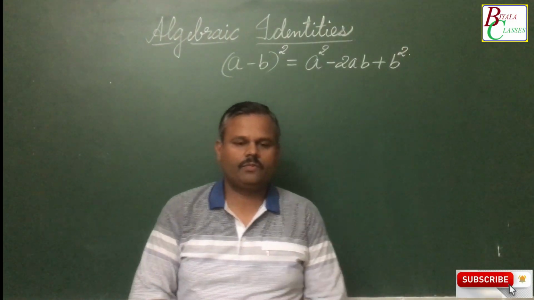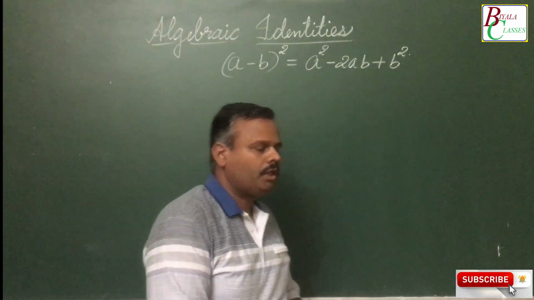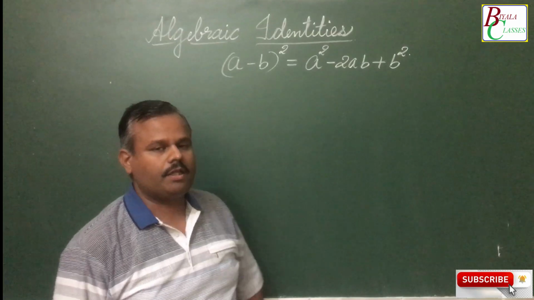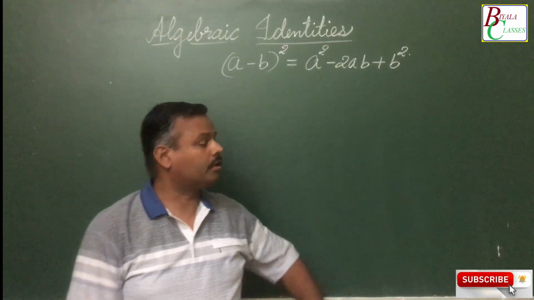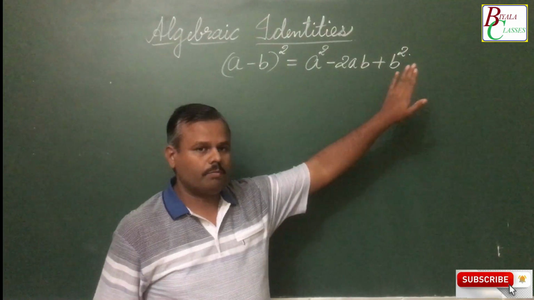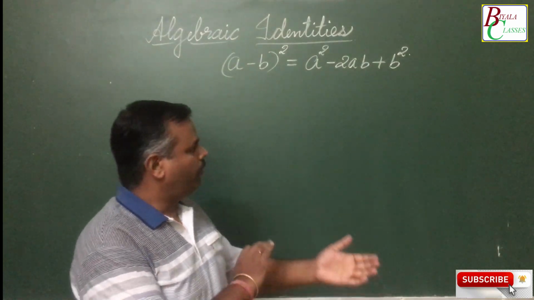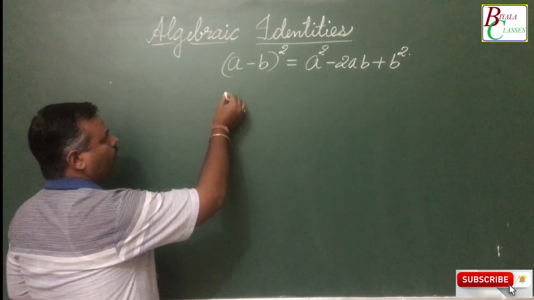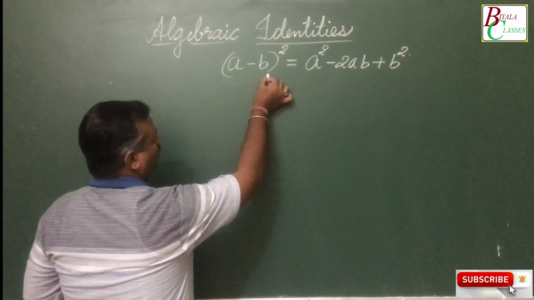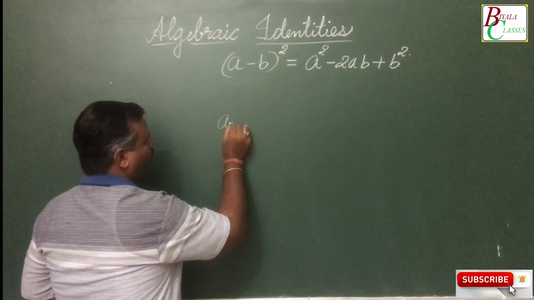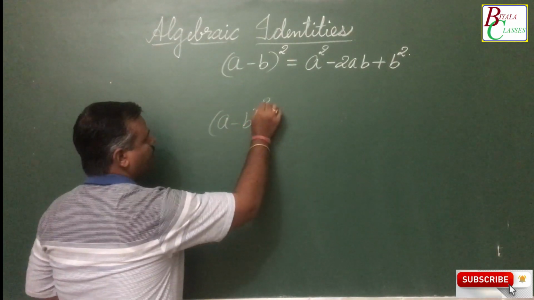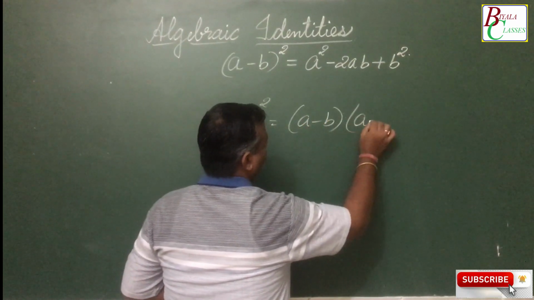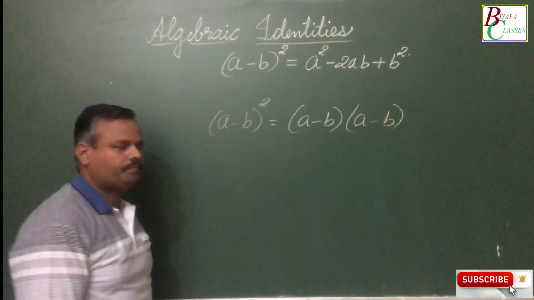Hello everyone, welcome back. Today we will discuss the proof of the second identity, that is (a minus b) whole squared, which is equal to a squared minus 2ab plus b squared. Now let us take the proof of it. First of all, as (a plus b) whole squared was done, now (a minus b) whole squared means multiplying a minus b with a minus b.